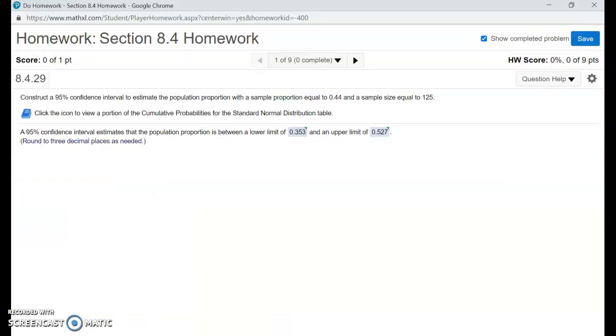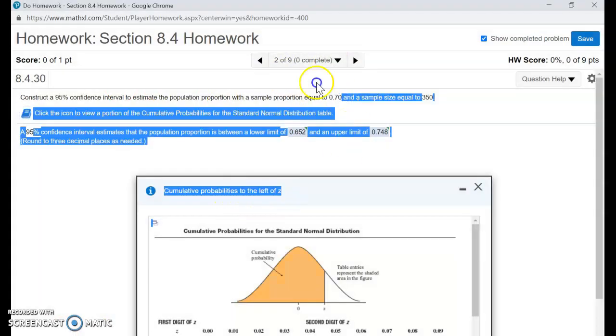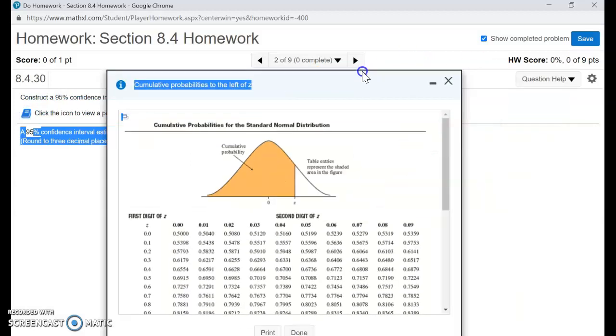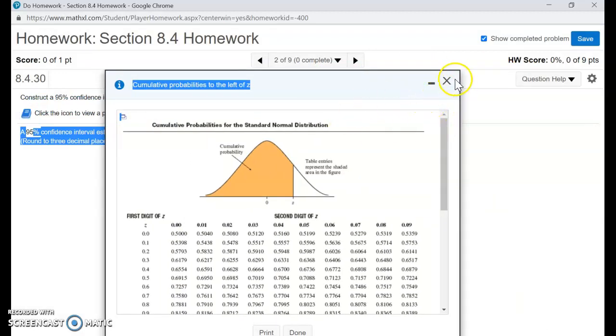Okay, so here is our confidence interval. Let me know if you have any questions about this problem. And question 2, you'll work the same way. You're going to look up your z value on the normal probability distribution table.